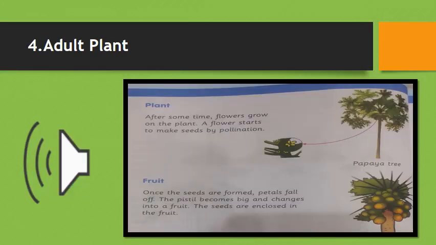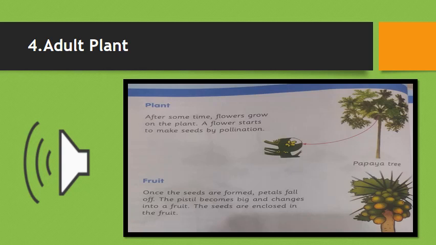Reading. After some time, flowers grow on the plant. Flowers start to make seeds by pollination. Fruit. Once the seeds are formed, petals fall off. The pistil becomes big and changes into a fruit. The seeds are enclosed in the fruit. Explanation.